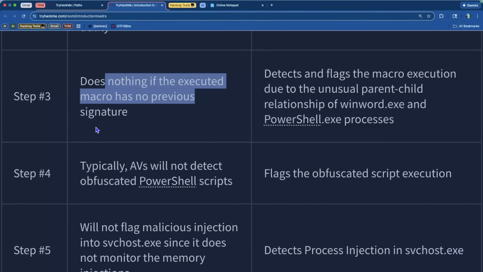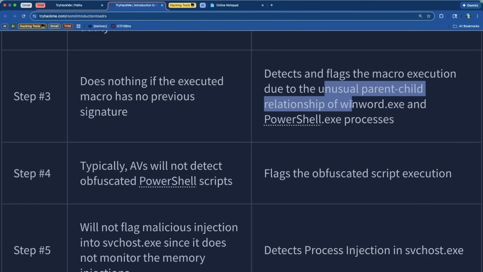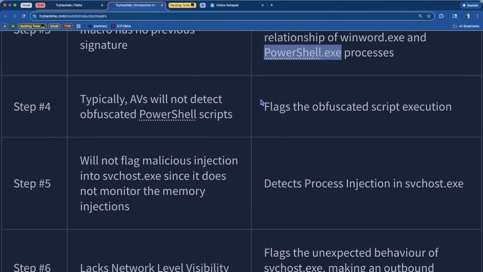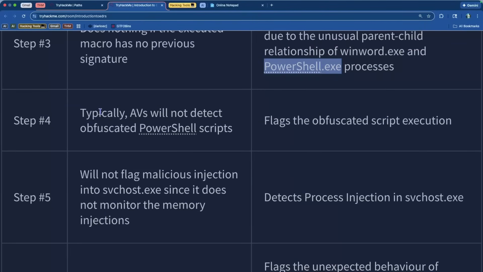Step three, AV does nothing because the executed macro has no previous signature, right? There's no malicious database entry for it. EDR detects and flags the macro execution due to the unusual parent-child relationship of WinWord and PowerShell. So it's like, why is WinWord the parent of PowerShell being launched? That's not normal. That's not how it usually happens, right? From WinWord, we don't get PowerShell being launched.